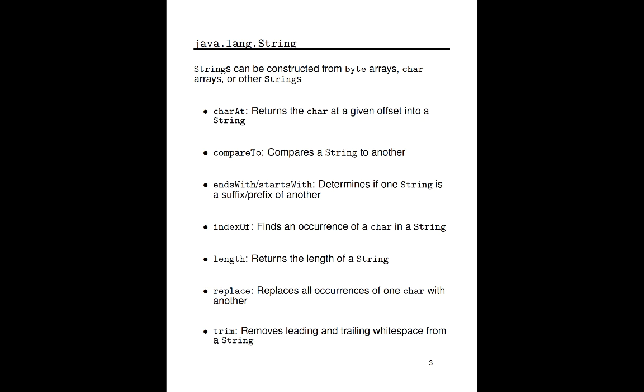Another very important class in the Java programming API is String, java.lang.String. Now, a string is a class, and so you can instantiate that class through a couple of constructors that take different arguments. So you can create a string from a byte array, from a character array, or from another string. And once you have an instance of a string, then you can get information such as the character in that string at a given offset.